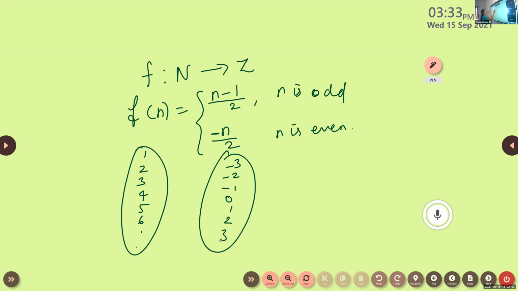Start with the first one. 1 minus 1 by 2. 1 is odd, isn't it? 1 minus 1, what is 1 minus 1? 0 by 2. So 1 will be mapped onto 0. You take the next number 2. Even, so it will be mapped onto minus 1. If you take 3, odd number means 3 minus 1, 2 by 2, so it will be mapped onto 1. 4, even, so it will become minus 2. Again, if you take 5, 5 will be mapped onto 2. 6 will be mapped onto minus 3. Look at here. So from this, can you guess, is it one-one and onto? Is it a bijection or not?